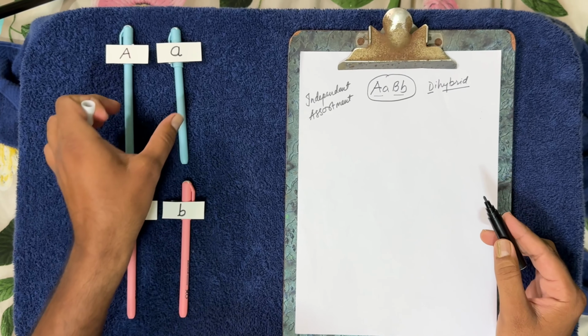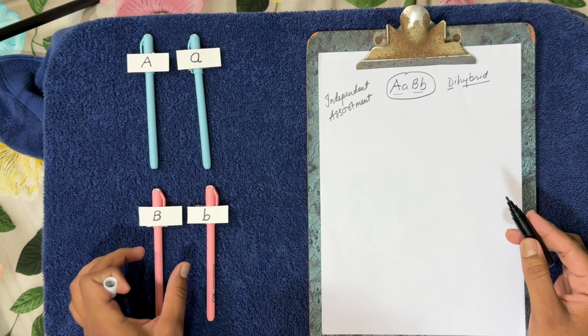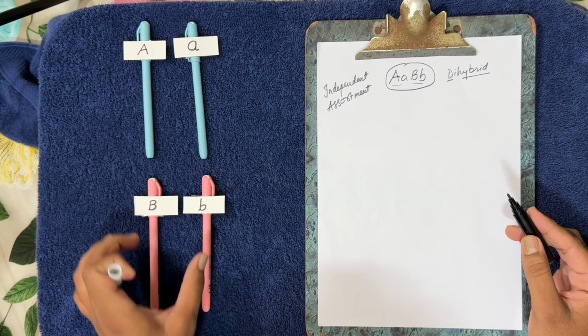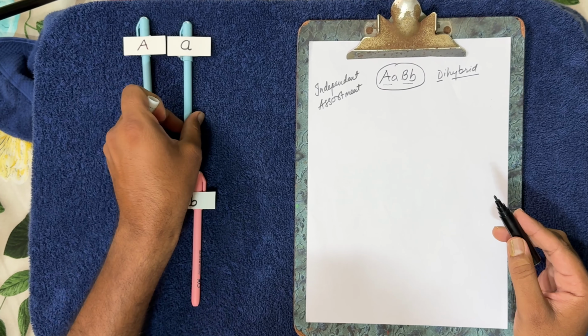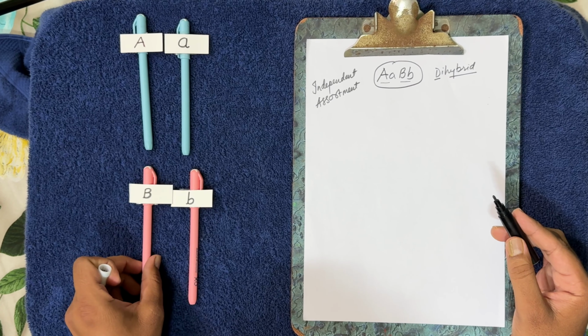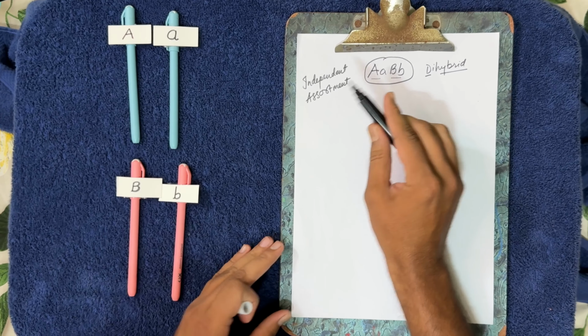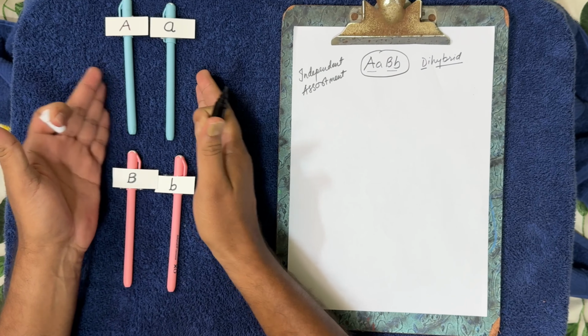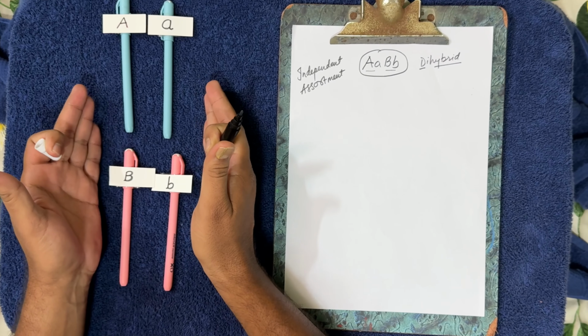Now two genes. Let us imagine two genes, capital A, small a, and capital B, small b. These are located on two different non-homologous chromosomes. This is said to be a homologous chromosome pair and this is another homologous chromosome pair. Now imagine this condition is represented like this. This is how we write it and this is how it is there in the body in real, right?